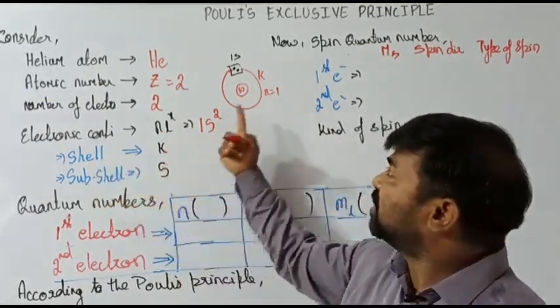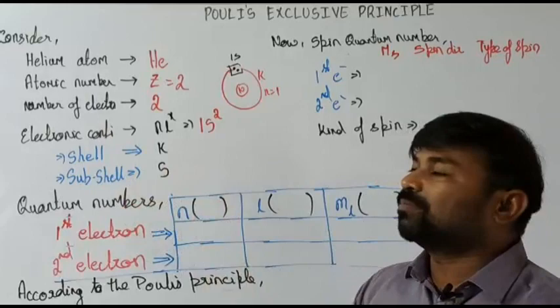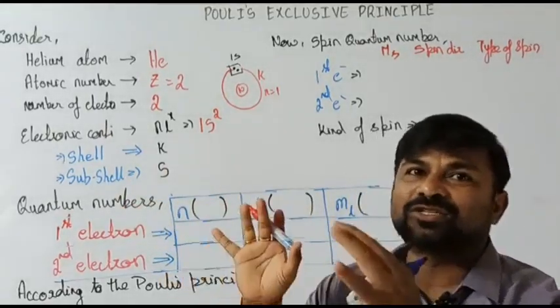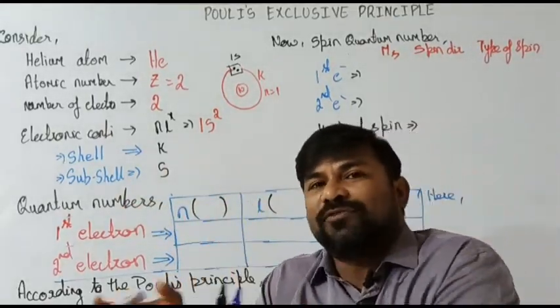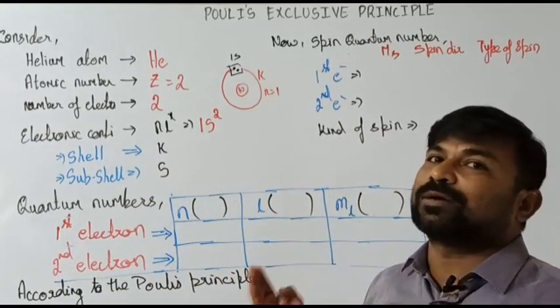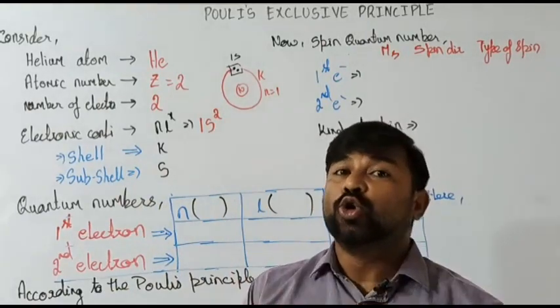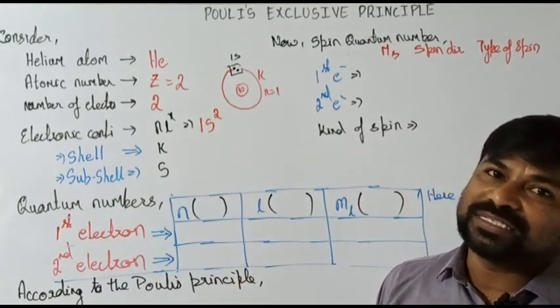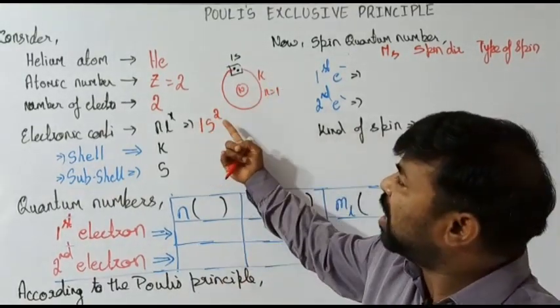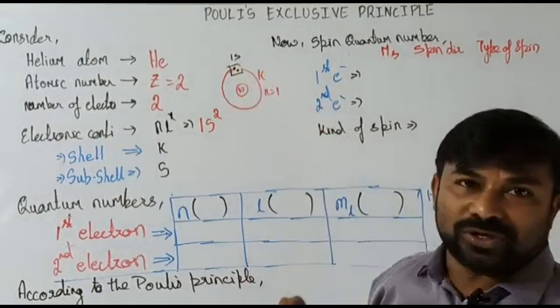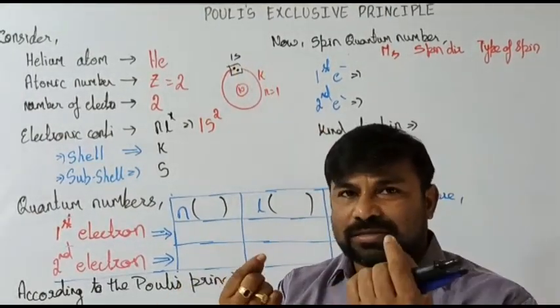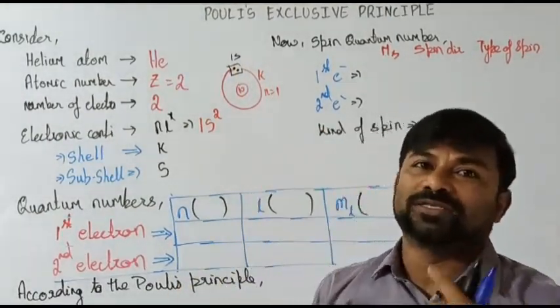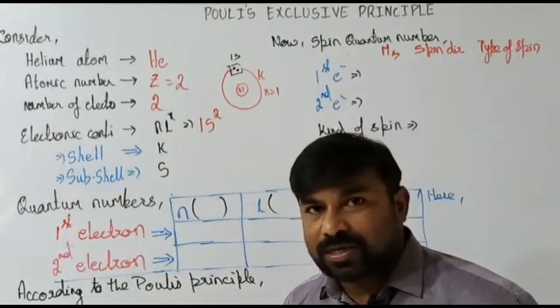As I said, shell is K and subshell is s. We got the complete details of that. Now, how are we filling that, right? What Mr. Pauli has said is that no 2 electrons of the same atom will have all the 4 quantum numbers the same. Right, how many electrons do we have? We have 2 electrons. Right, how are they entering? Let us match up all the 4 quantum numbers. What are the 4 quantum numbers we have?